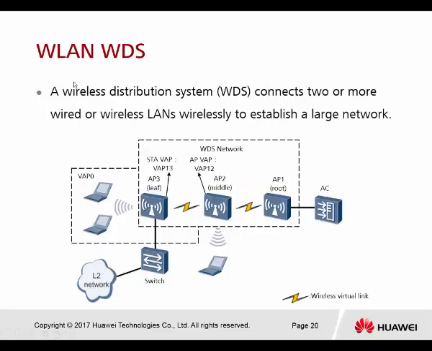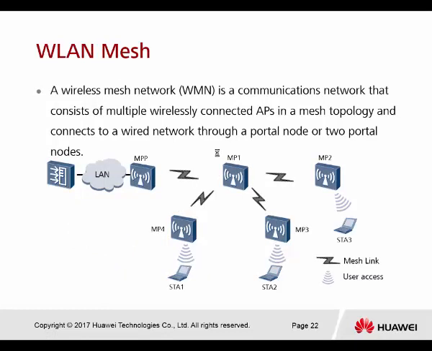Then the next one is the WLAN WDS. So connecting two or more wired or wireless LANs wirelessly to establish a large network. Okay, so this one, the previous one also mentioned. So for the WDS, we can have point-to-point, point-to-multipoint, or use the repeater mode. Okay, so this one can be used for those kinds of scenarios when they don't want to deploy too many LAN cable connections.